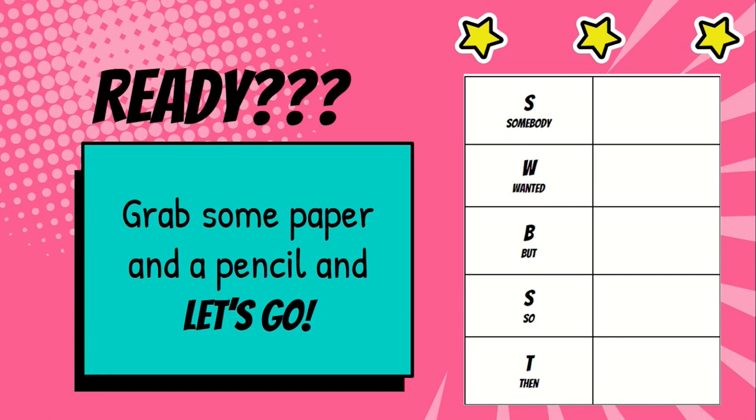You'll need 10 sections, and you can label each section with the letters S, W, B, S, T in the first five. I wanted to put the words underneath to help you remember what each letter meant on our graphic organizer. Somebody wanted, but, so, then. We'll leave the other five blank for now and fill in the graphic organizer as we read together.